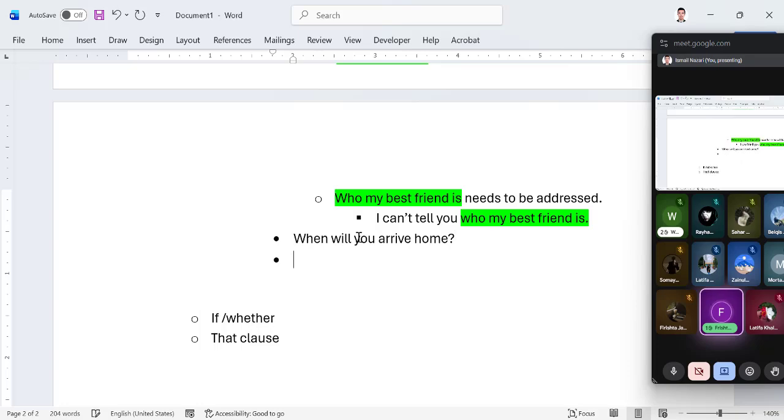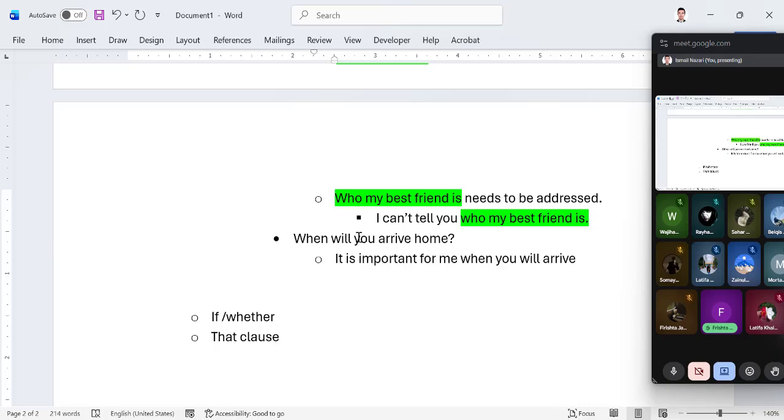So how do you change it? Okay. It is important for me that you will arrive home. It is important for me when you will arrive home. We'll change the place of the modal auxiliary with the subject. That's right.